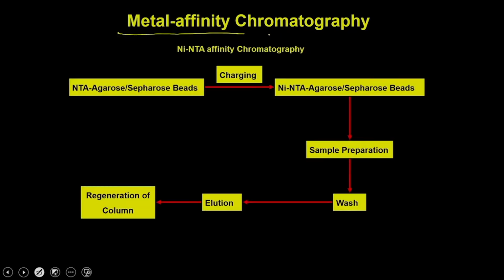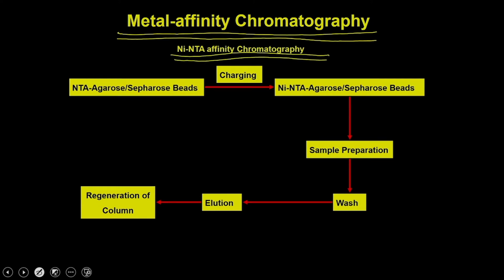So now let's move on to the next affinity chromatography, which is called metal affinity chromatography. Metal affinity chromatography falls within the category of pseudo affinity chromatography, where we have the dye affinity chromatography as well as the metal affinity chromatography. We have taken an example of nickel NTA affinity chromatography, and the nickel NTA chromatography technique has multiple steps.